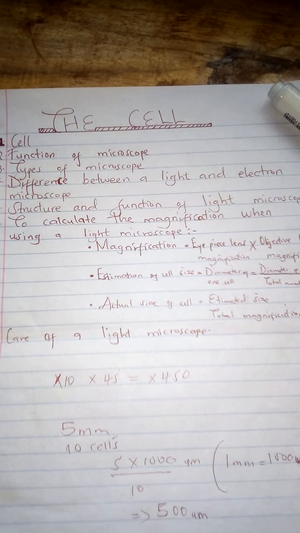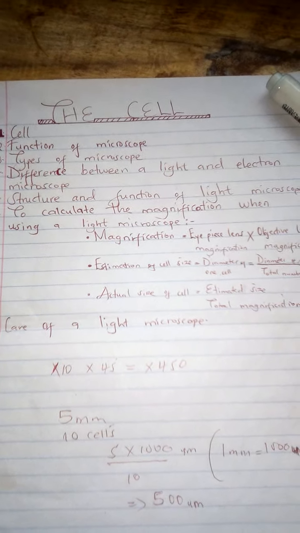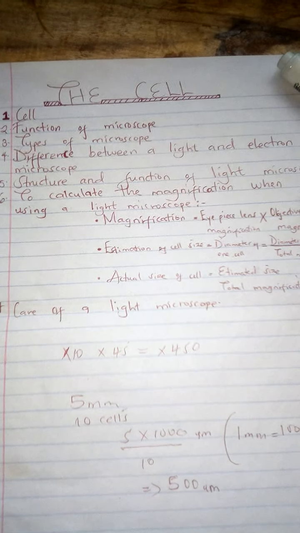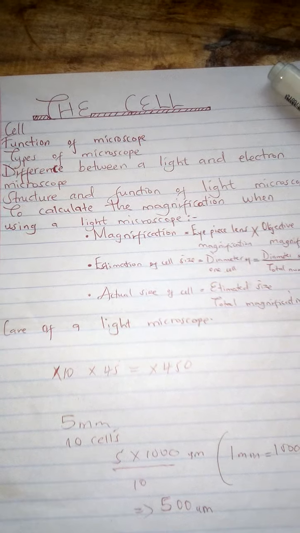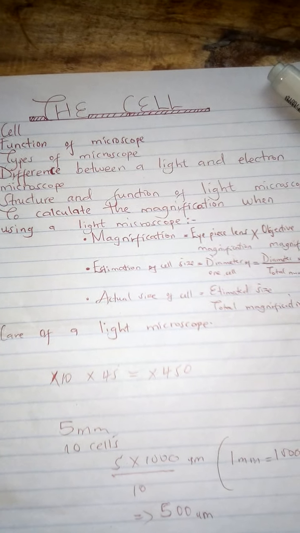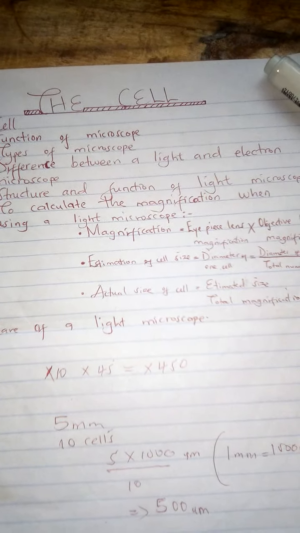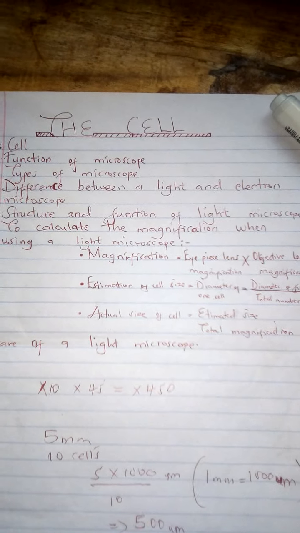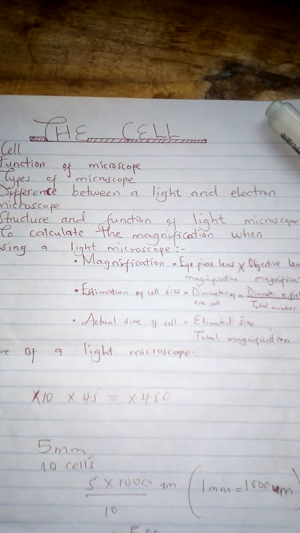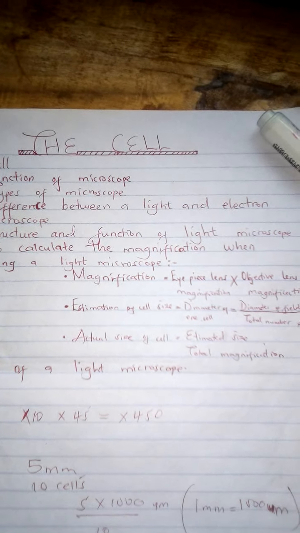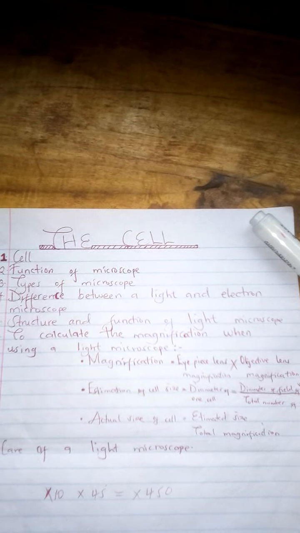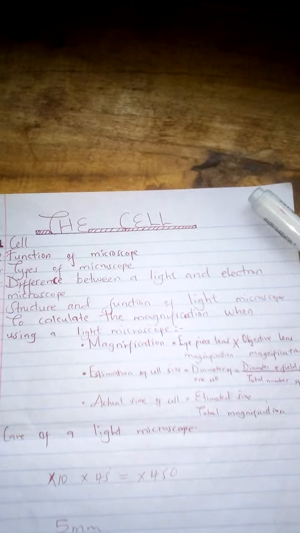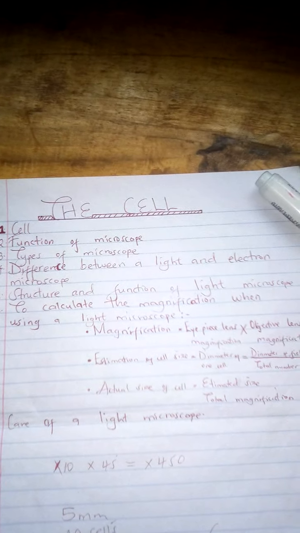On how to take care of a light microscope, the first thing is you should always carry a microscope with two hands when moving it from one place to another. You should use one hand to hold the arm of the microscope and another to hold the base of the microscope. Always place the microscope some distance away from the edge of the bench. Never touch the mirror and lenses with bare hands or fingers.